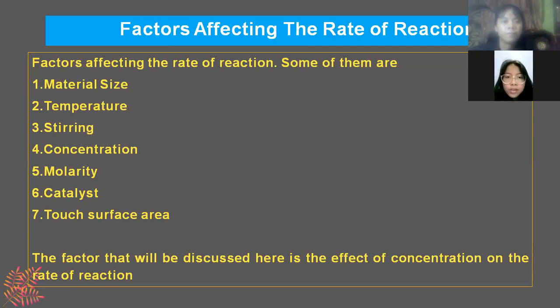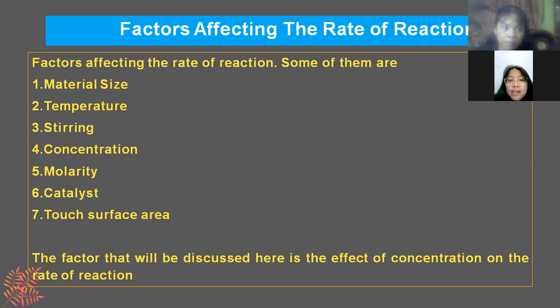Thank you, Johanna. I want to explain about factors affecting the rate of reaction. But before that, I want to explain the meaning of rate of reaction. The rate of reaction is the change in the concentration of a reactant or product in a unit of time. The reaction rate has units of molarity per second, describing the change in concentration, molarity, of a substance in a certain time.